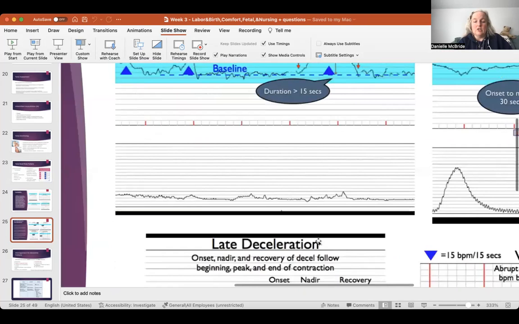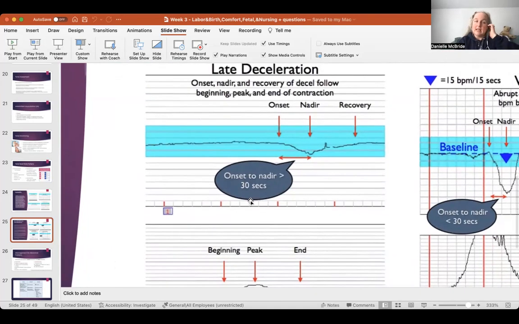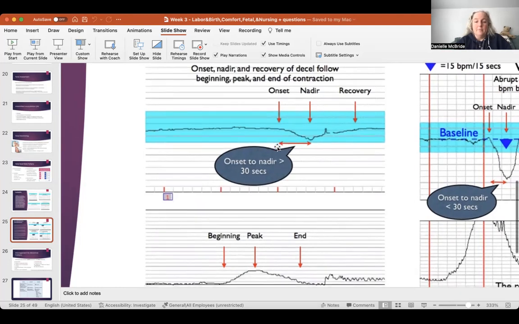A late deceleration starts after the contraction starts, and it ends after the contraction ends. These are our most concerning, okay? Because with a late deceleration, this is an indication that we're not getting what's needed to the baby from the placenta. So maybe I'm seeing this with hypotension after an epidural, less perfusion to baby, okay? And so this happens after.